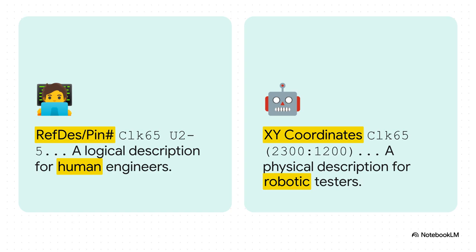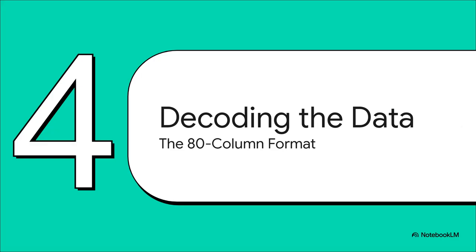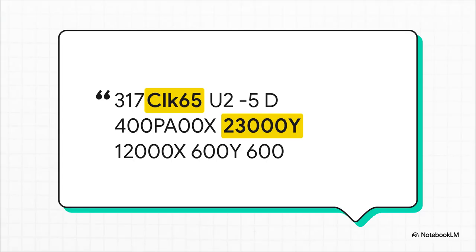All right, so what does this file actually look like in the wild? I'll be honest, at first glance, it can look a little cryptic. But the structure is surprisingly simple once you know the secret. So let's dive in and look at a real single line of this data. Okay, here it is. One single line from a real IPC-D356 file. Yeah, it looks like a total jumble of letters and numbers, doesn't it? But believe it or not, everything we just talked about is packed into this one line. The logical name, the physical location, all of it. So let's crack this code together.